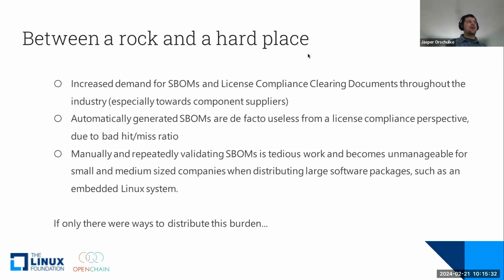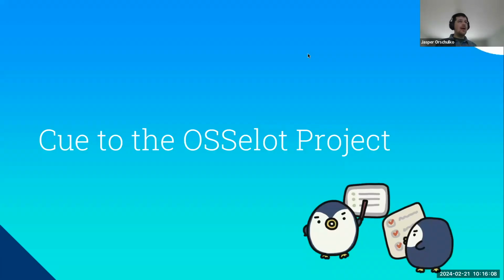manually generating this information for a whole Linux system is quite cumbersome and a lot of work. But basically, we have to do it, because the automatically generated SBOMs from various tools just don't cut it if you are really serious about license compliance. Unfortunately, it's a huge burden, especially if you are in a small or medium-sized company. So if only there was a way to actually distribute this burden throughout the industry. And that's really where the OSSelot project comes into play.